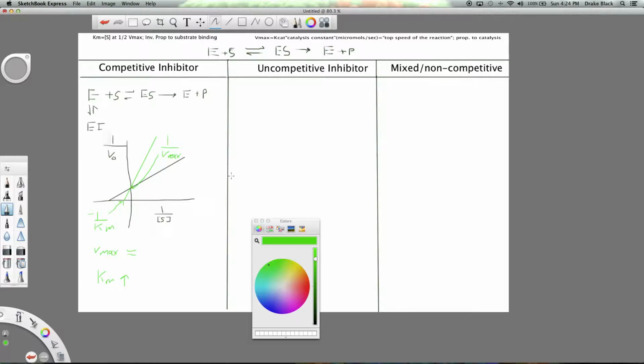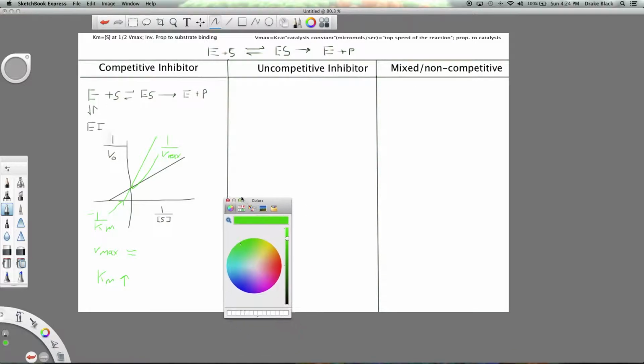So that's all you really need to know about competitive inhibitors. The inhibitor binds to the enzyme, which prevents the substrate from binding to the enzyme, so then it just has this inactive enzyme inhibitor complex. And this is what the Lineweaver-Burk plot looks like for a competitive inhibitor.